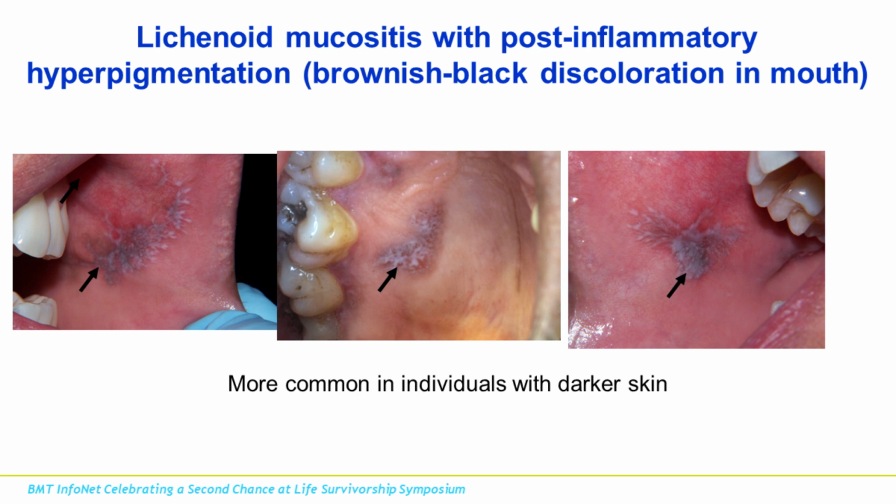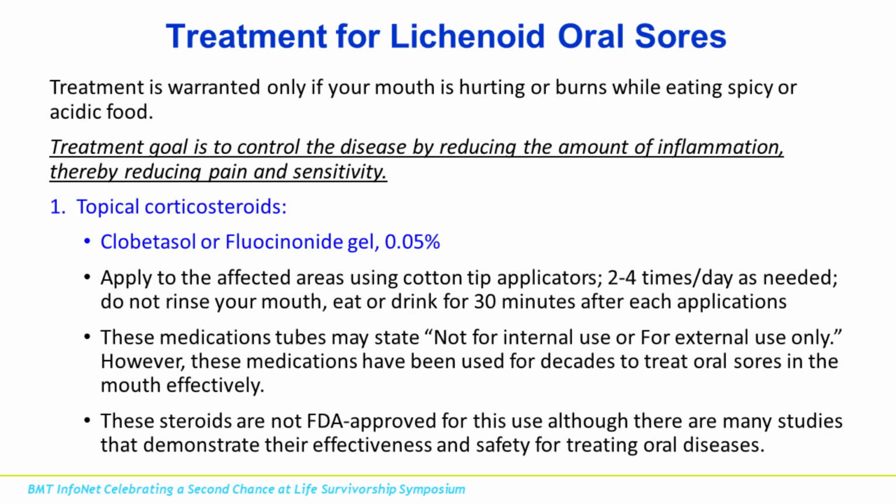It is not a melanoma or anything like that. That typically occurs in dark skin individuals with long-standing inflammation. The inflammation is coming from the GVHD or the lichenoid mucosal condition.